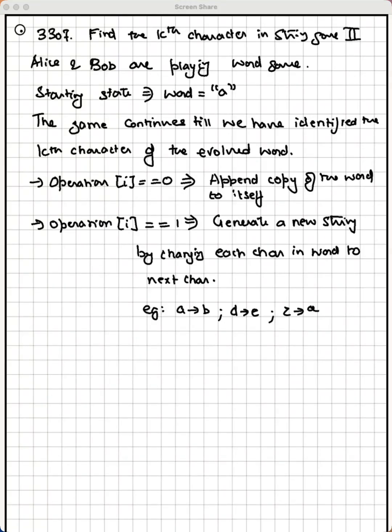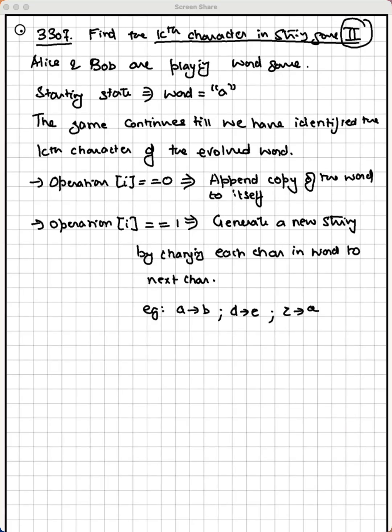This is 3307, which is a Leetcode hard problem. Now this problem says that we have to find the kth character in a string game, and this is the second problem in its series. So we solved the first one yesterday. I'll have the link attached in the description. Feel free to check that out.